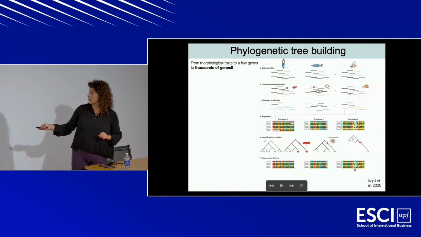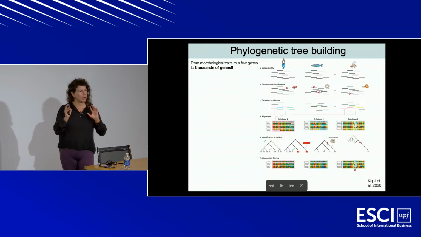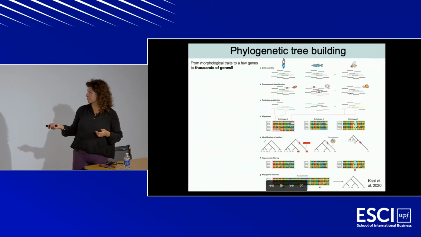Then once we have the alignments, we may want to get rid of regions that are highly variable. Just imagine that you have different genomes with an insertion or a deletion, and then when you try to align them, they don't match well. Usually what we do is get rid of that area because it's going to add a lot of noise while we are building the trees.